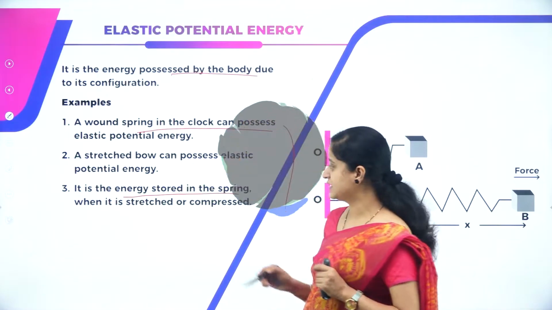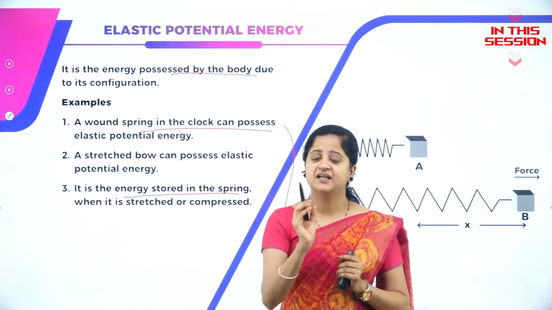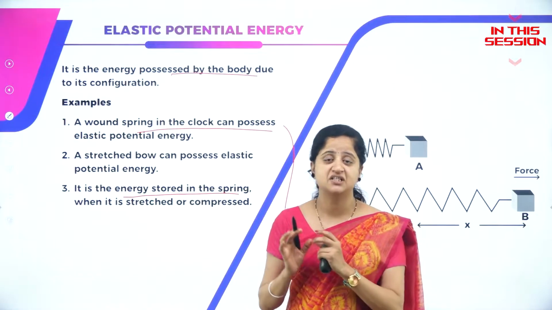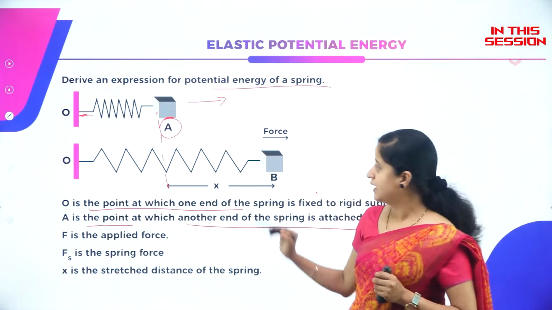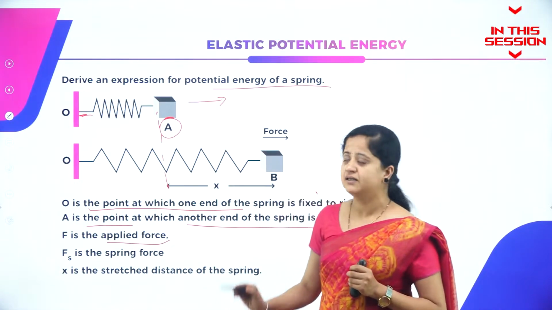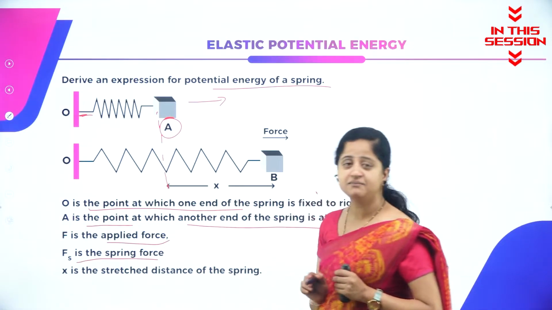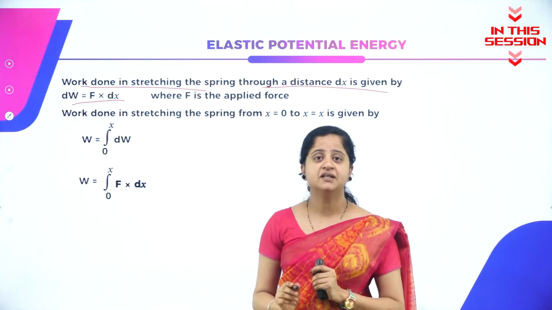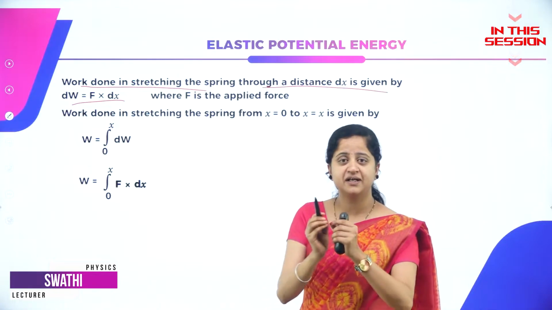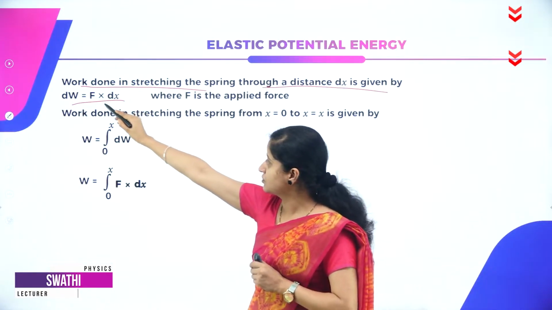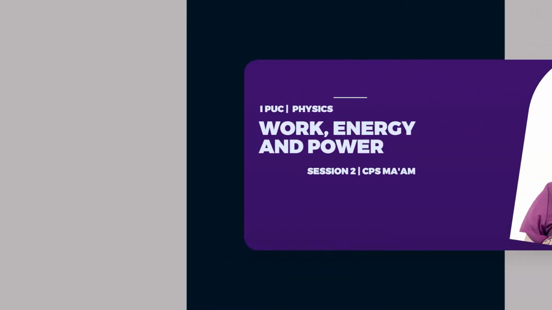The energy stored in the spring when it is stretched or compressed is called elastic potential energy. A is a point at which another end of the spring is attached. F is the applied force, and there is a force associated with the spring, Fs, which is nothing but the spring force. The work done is the product of force and displacement. So F is the force applied to get a displacement of dx, and dW is a small work done, which is equal to F into dx.